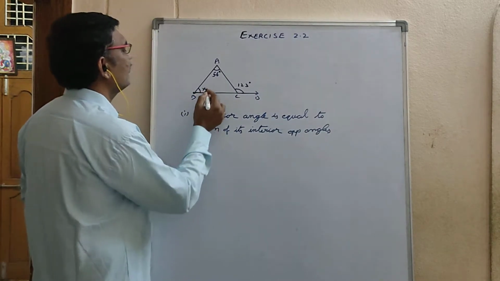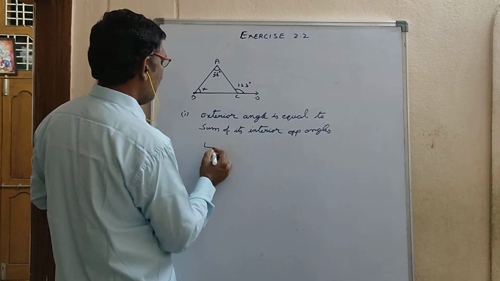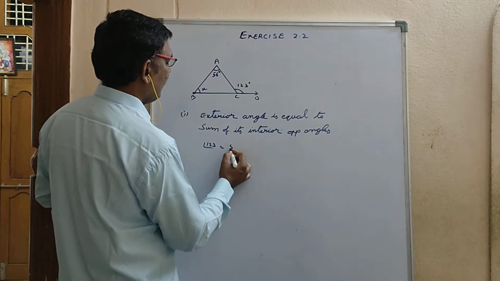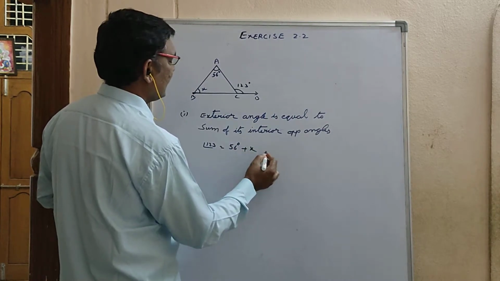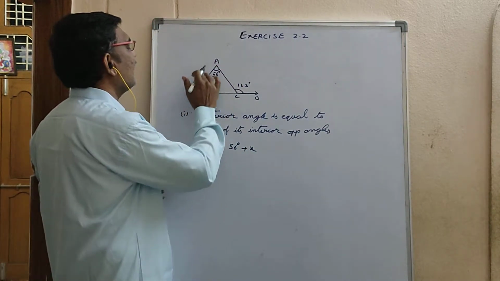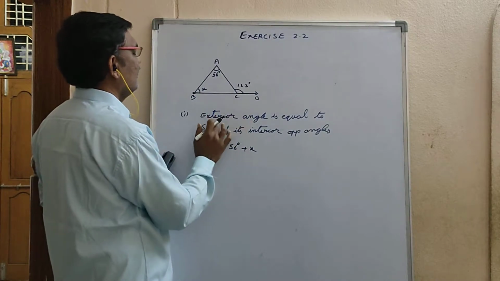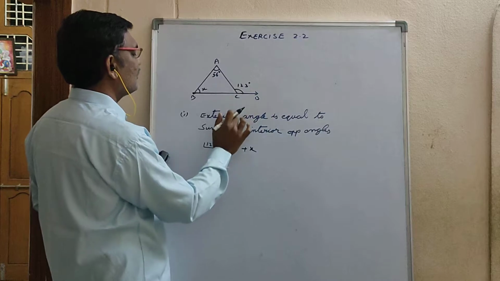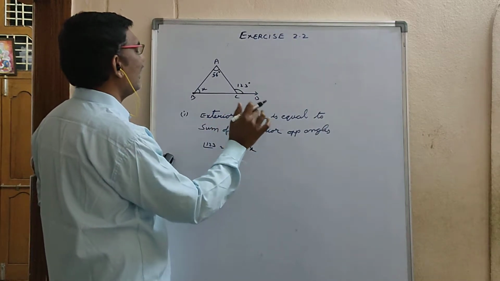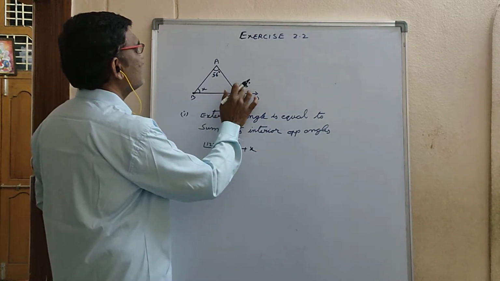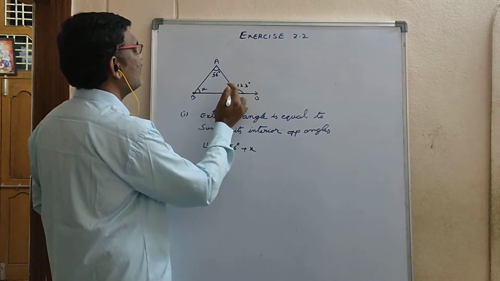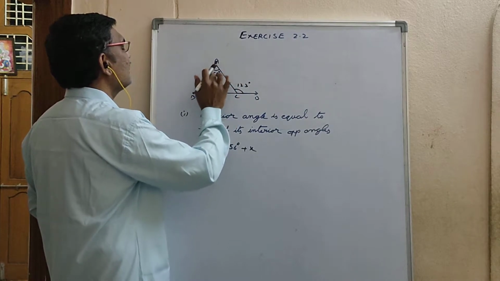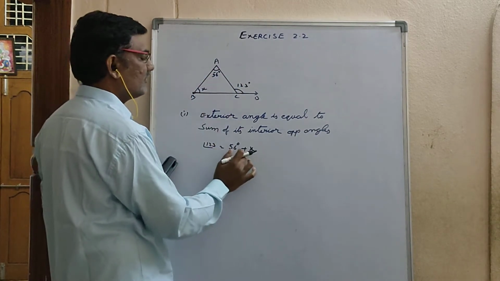You should do addition. Means angle 123 degrees is equal to 56 degrees plus x degrees. Why have I written like this? This is the formula: exterior angle is equal to the sum of its interior opposite angles. It is the exterior angle; its interior angle is this; its opposite angles are these two, and their sum is this one.